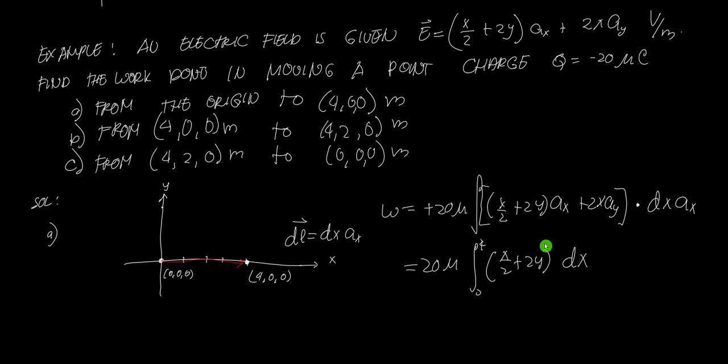But the problem is, we have y here. We need to remove this y before we integrate. How do we solve that y? What is the y value at this point here, and at this point? Our y here is 0, and our y here is also 0.